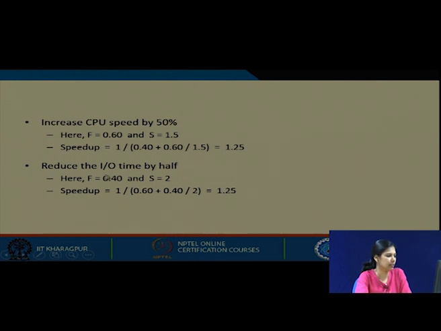Similarly, we say that we reduce the IO time by half. So, as you are reducing IO time by half, that means the speed up you are increasing by a factor of 2. So, in this case F is 0.40 and S is 2. You put it in the formula of speed up, where we put 0.60 as 1 minus F, and this is F by S, and we are getting the same. So, what we can see is that both increasing the CPU speed by 50% or reducing the IO time by half, we are getting the same result. Both alternatives result in the same speed up, as I said just now.